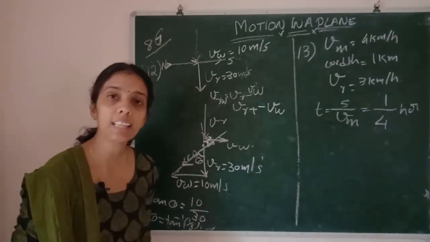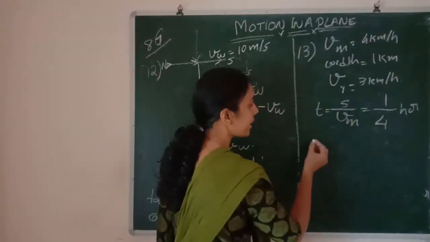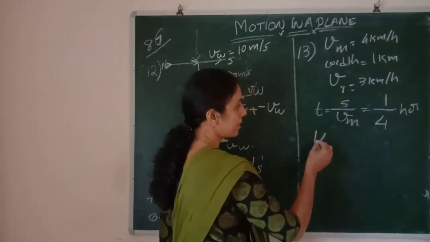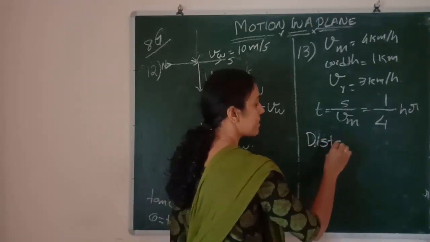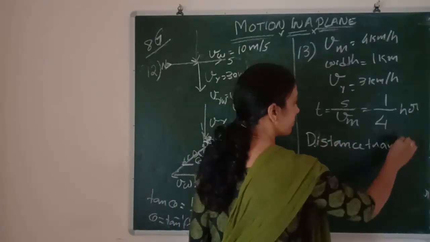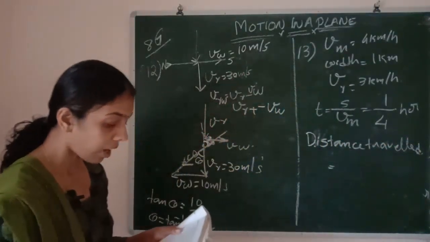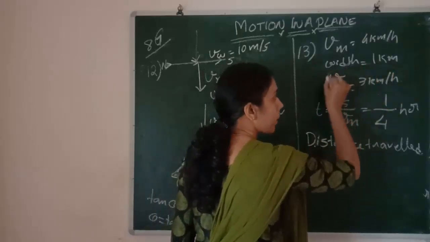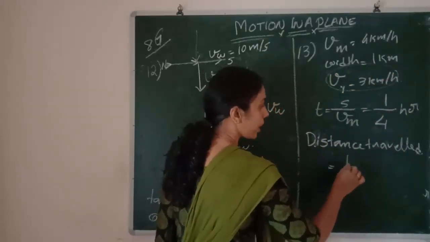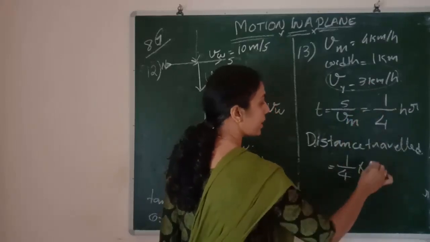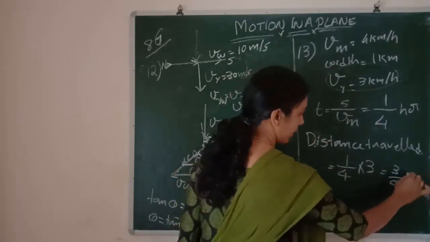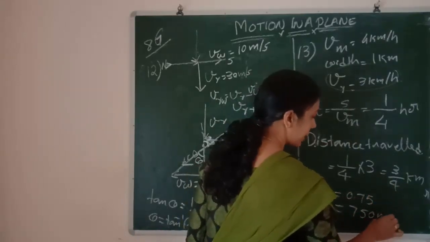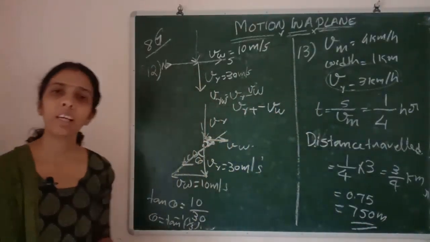While he is reaching the other side of the river, how long will he take? So here we should find out the distance traveled. How far down the river will he go when he reaches the other bank? Because of this river velocity only he is going down the river, isn't it? So in 1/4 hours, because of the velocity of the river, how far would he have traveled? 3/4 kilometers. 3/4 kilometers means 0.75, that is 750 meters. He will be traveling 750 meters because of the river velocity.